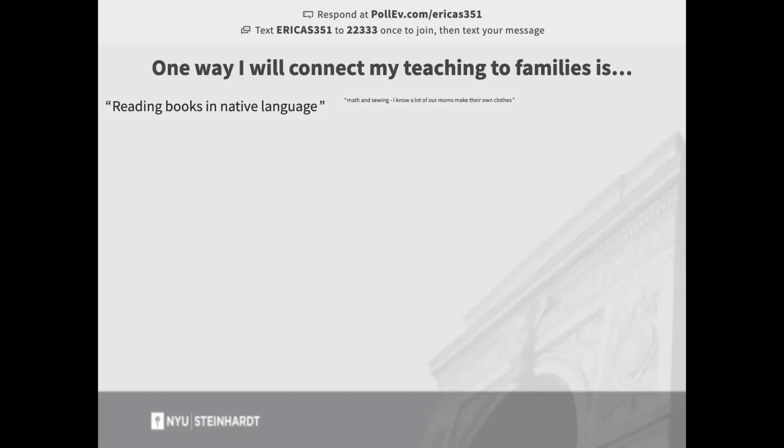Reading books in native language. Yes, absolutely. There's so many opportunities to continue learning languages. Talk about characters in a telenovela. There's so much that can be done there. And like Heather said, if you can talk about character characteristics from a movie, you can certainly talk about them in a book when you encounter them as well.